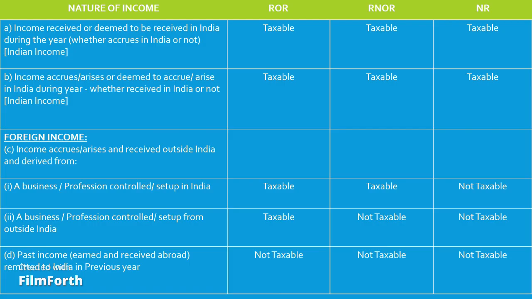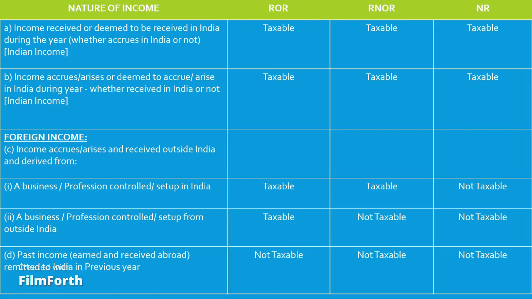3. Non-resident, NR. A non-resident's total income includes income received or deemed to be received in India in the previous year, and income which accrues or arises or is deemed to accrue or arise in India during the previous year.